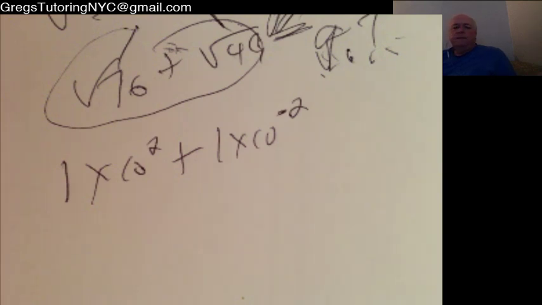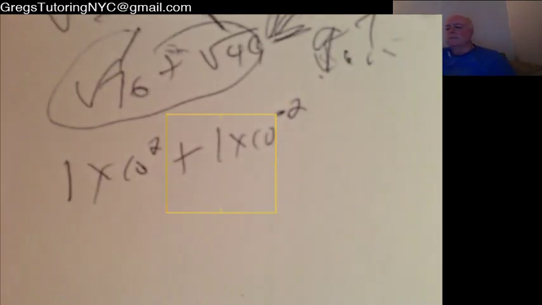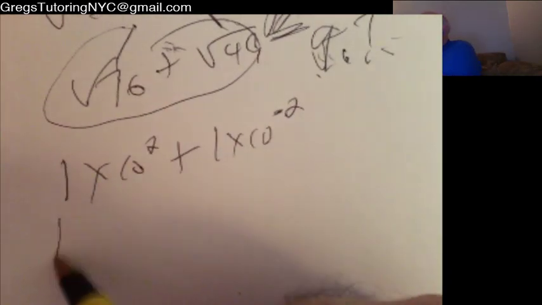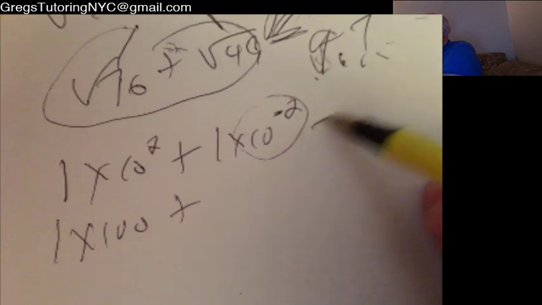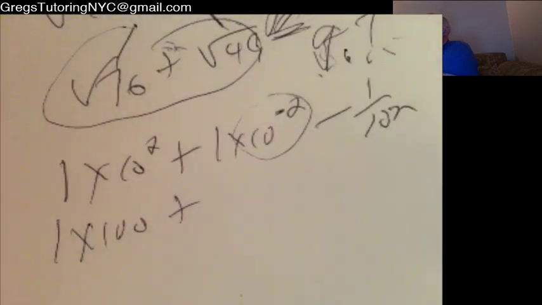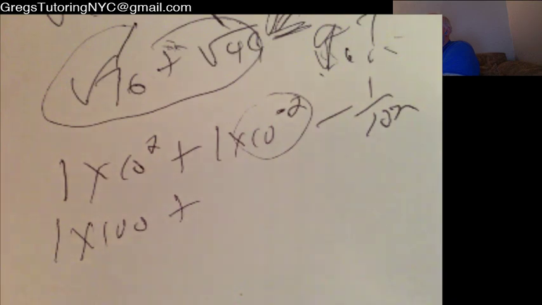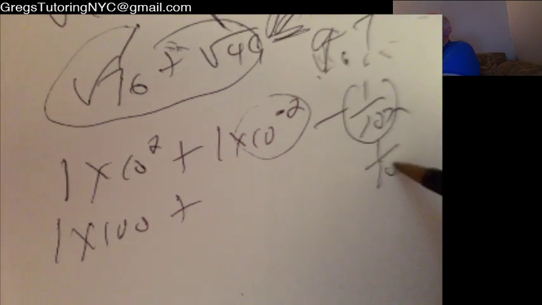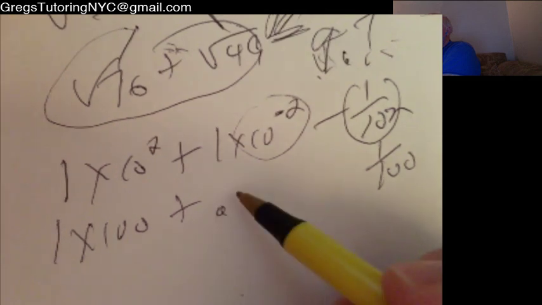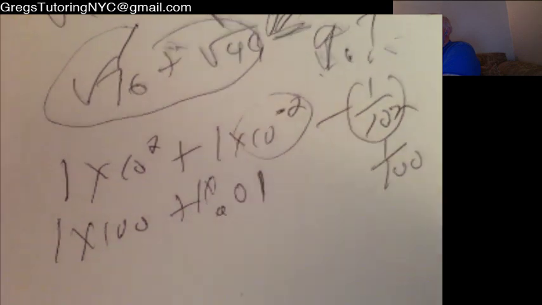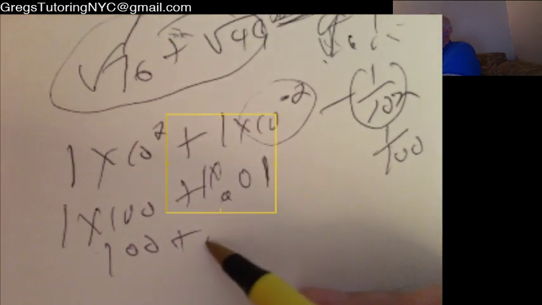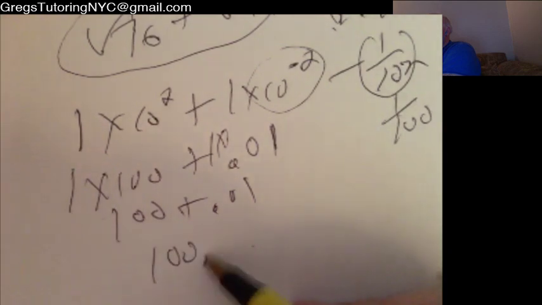So how do we solve something like this? How about we just map it? This means 1 times 100 plus, and what is this 10 to the minus 2 thing? Remember, it means 1 over 10 squared. So this is 1 over 100, or 1/100th, so this is hundredths. So we get 1 times that. So we get 100 plus 0.01, or 100.01.